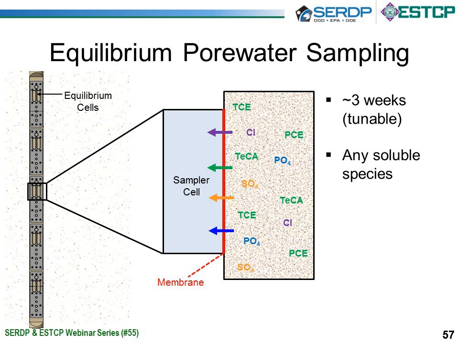So a little bit about how each of the sample cells works. The equilibrium porewater sampling is an old technology. It's been used for decades. Essentially, you have a reservoir that contains water. The water is separated with a porous membrane from the sediment. And so anything that's dissolved in the sediment will diffuse into the sample cell, and over a period of time, the concentration in the sample cell will match the concentration in the sediment. These samplers are designed with about a 3-week equilibration period. That is tunable. You can shorten that if you want. The only downside to shortening it is you normally lose a little bit of sensitivity.